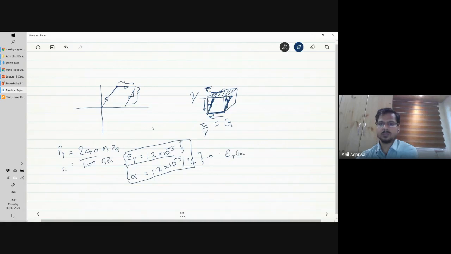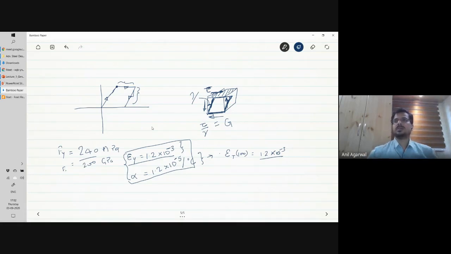Thermal strain at 100 degrees temperature rise is equal to 1.2 times 10 to the power minus 3, unitless. That is matching my yield strain value. What does that mean? Can anybody tell me the physical significance of this observation?